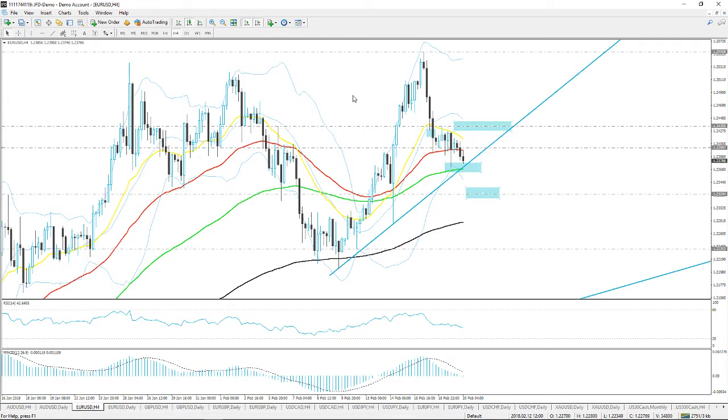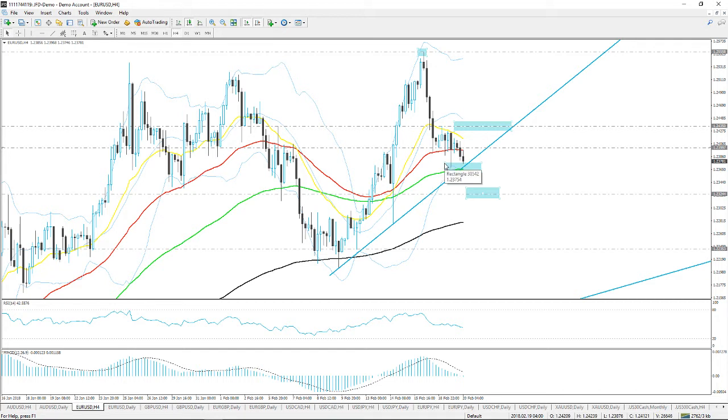Now, the euro dollar is also in an interesting spot. This is, by the way, the 4-hour chart. We've got a bunch of good levels to watch out for, to be honest. And also, we've got today's ZEW economic sentiment for Germany that could potentially move this pair.